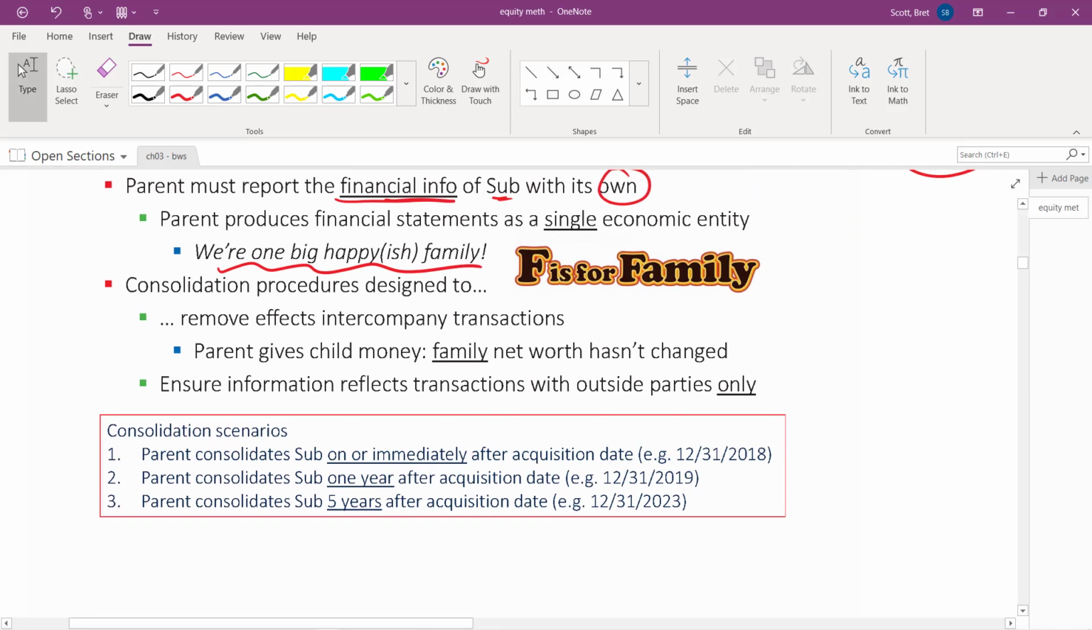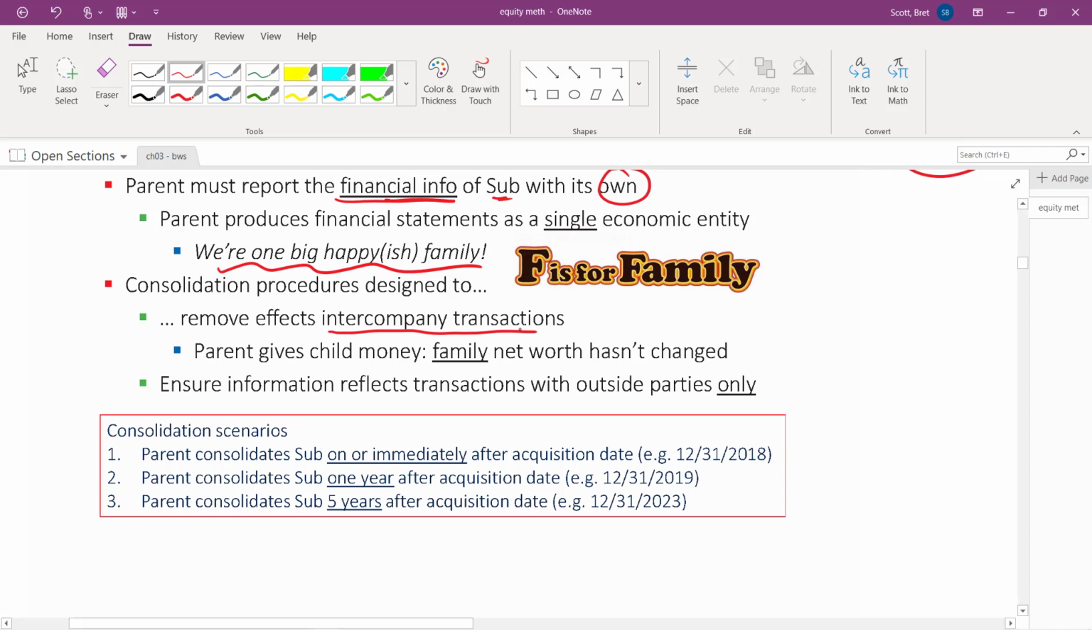Consolidation procedures. When we do the consolidation, we have strict rules we have to follow. We have to remove the effects of any intercompany transactions. So if I sell to the subsidiary, I have to reverse it out. If I make any purchases from my subsidiary, I have to reverse out those transactions. Okay, and we'll talk more about those kinds of things in chapter 6.